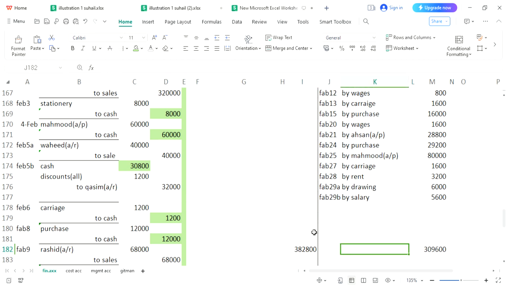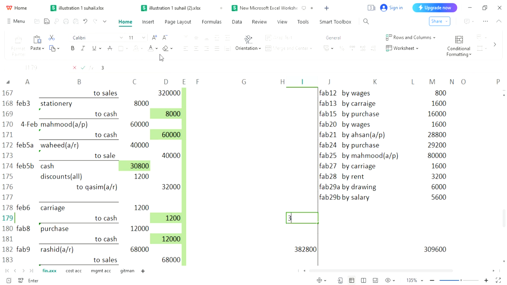Debit 382, credit 309, choose the larger sum. Which one is larger sum? That is 382,800. So you are going to put this 382,800 on total of both sides. On debit side total, you will write 382,800, alright.